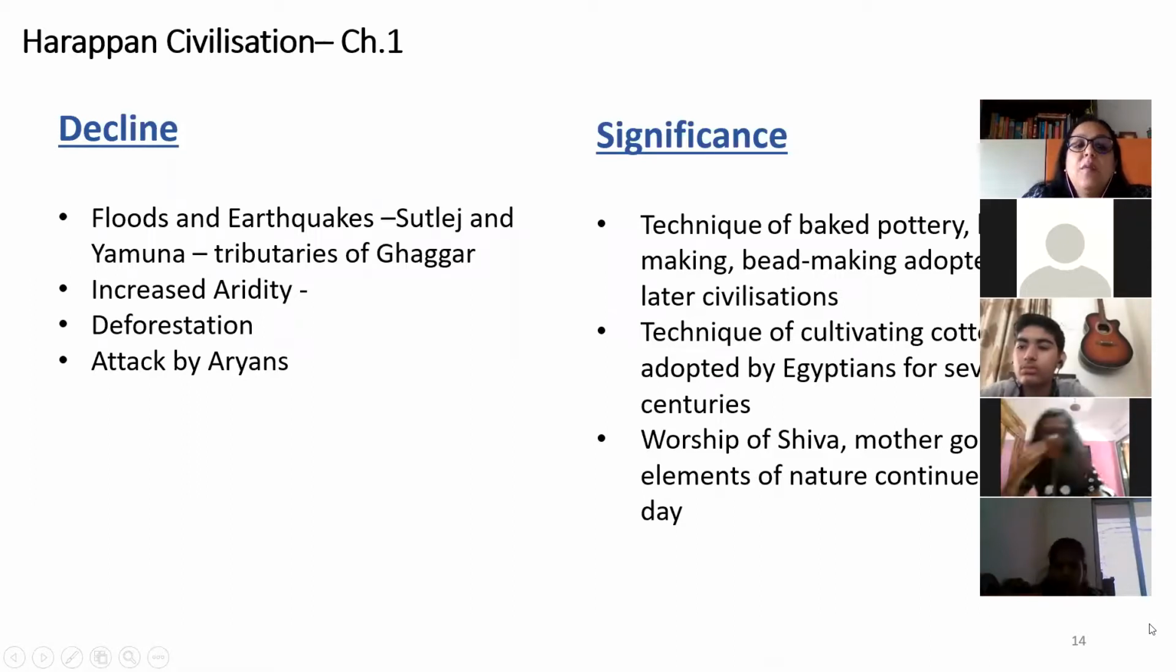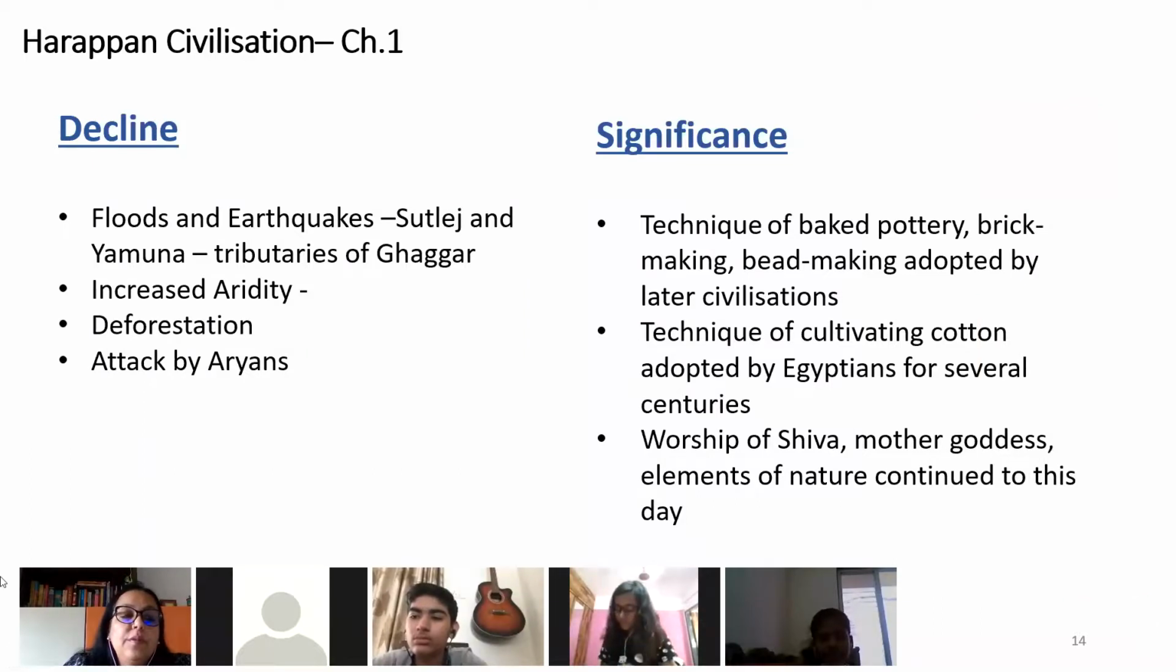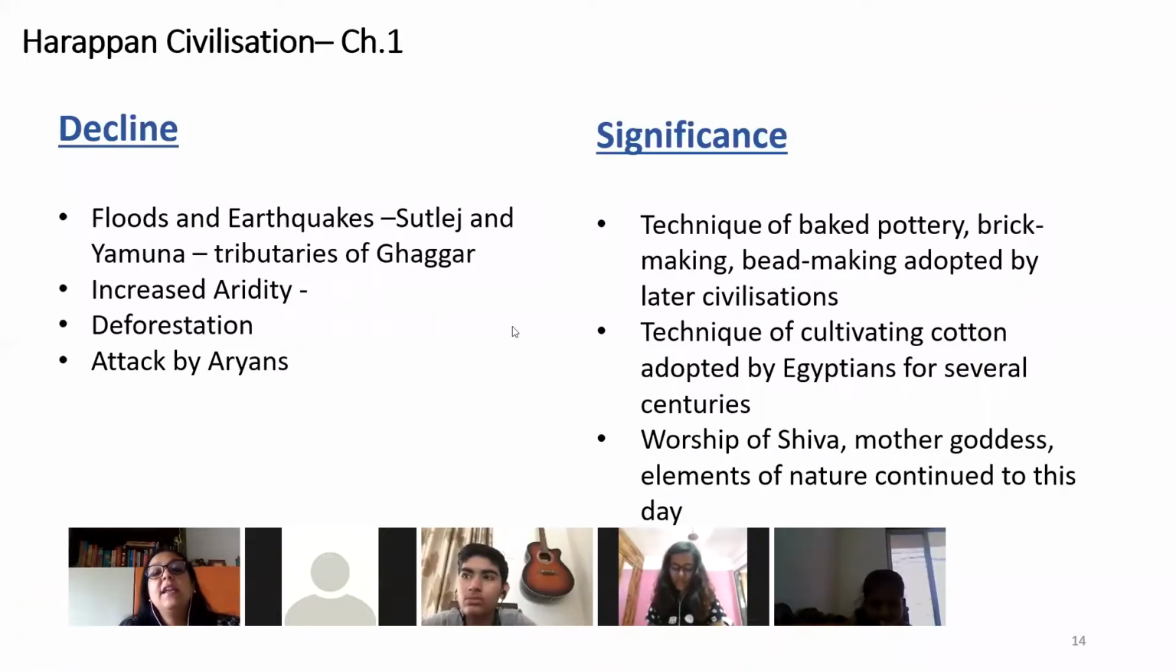Now we will see how later civilizations benefited from the Indus Valley civilization. That is the significance. Significance is how the later civilizations benefited from the Harappan civilization. First is the technique of baked pottery. They passed on their technique of baked pottery, brick making, bead making, all these things. The later civilizations continued what the Harappans knew.